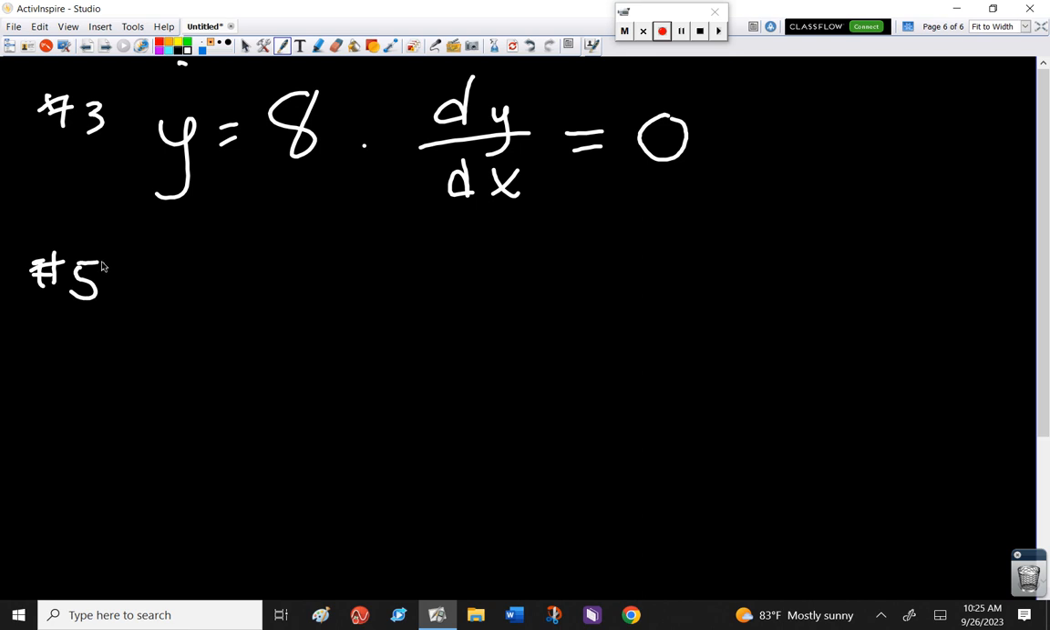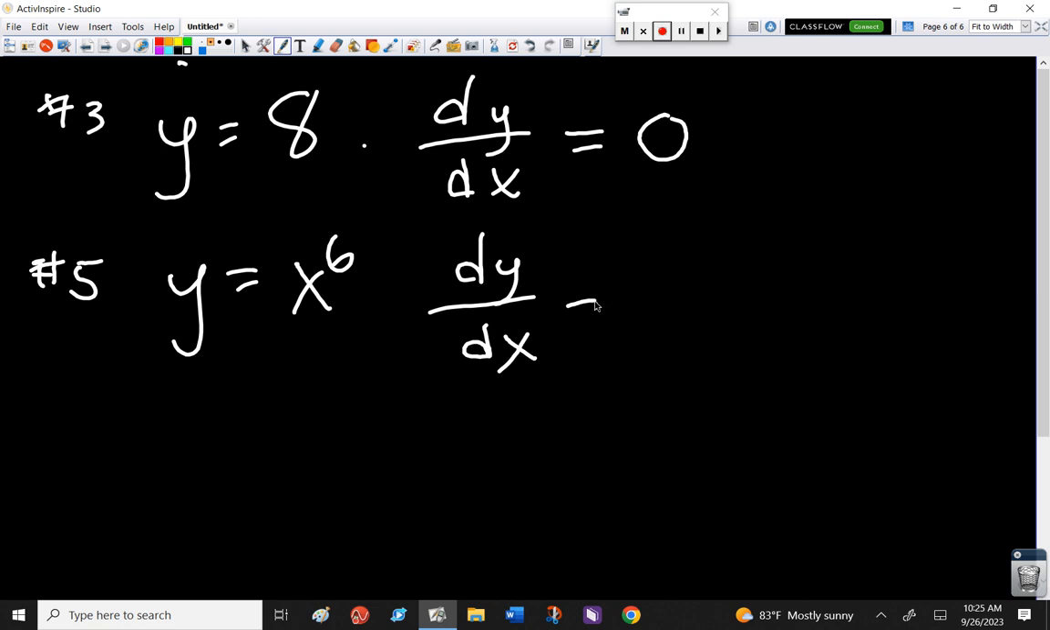Number 5. Number 5 says y is equal to x to the 6th. Okay? If I take the derivative of y with respect to x, remember we always do the same thing to both sides. The derivative of x to the sixth is 6 times x to the fifth power. Once again, the exponent goes to the front of x, multiplied times it, and subtract 1 from that exponent. That's the power rule.